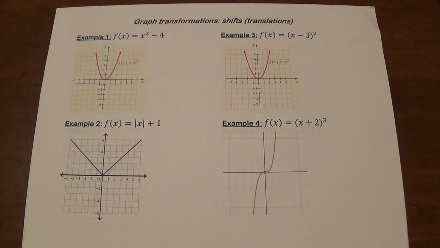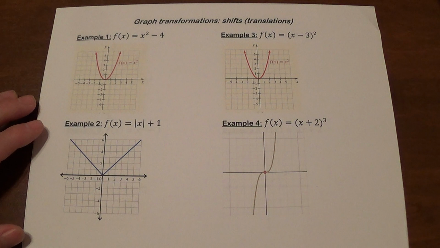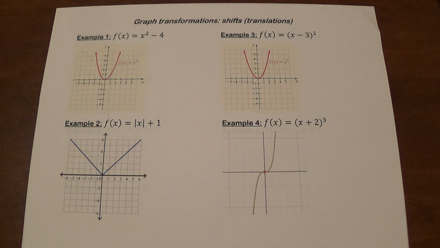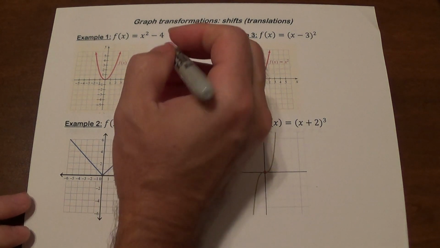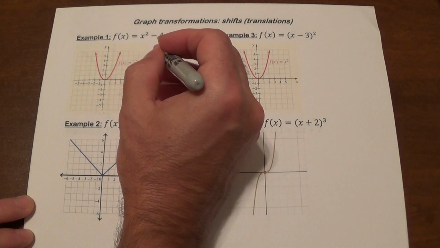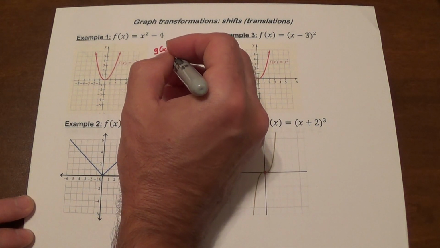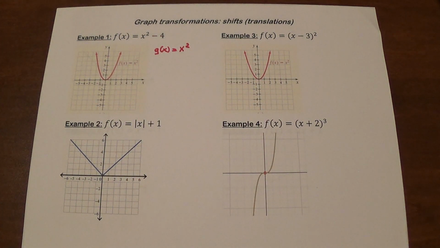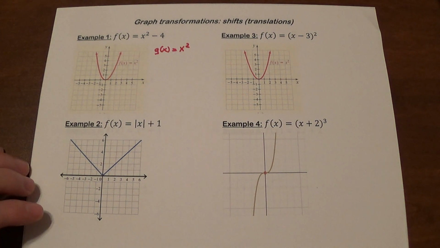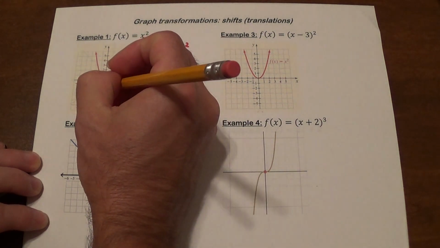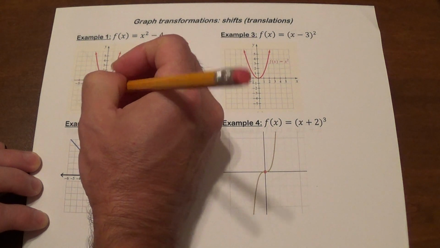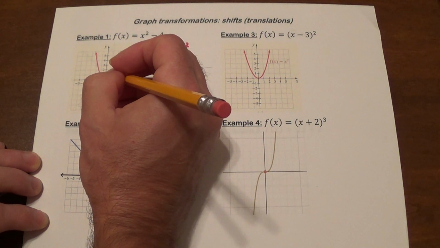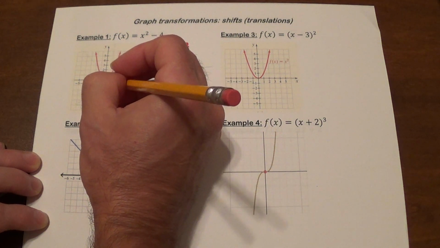Here are our examples. The first one is f of x equals x squared minus 4. Our parent function is g of x equals x squared. Because we're subtracting 4 from the function itself, the graph has to be shifted 4 units down. So 1, 2, 3, 4. What you do essentially is find some points on the graph that you can easily figure out, and shift them 4 units down.